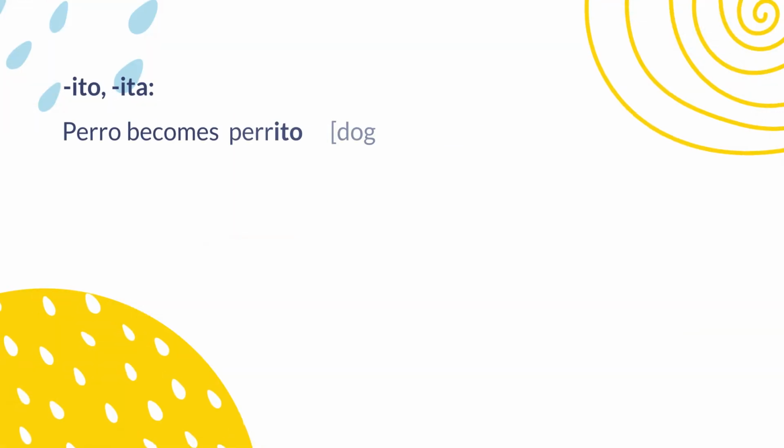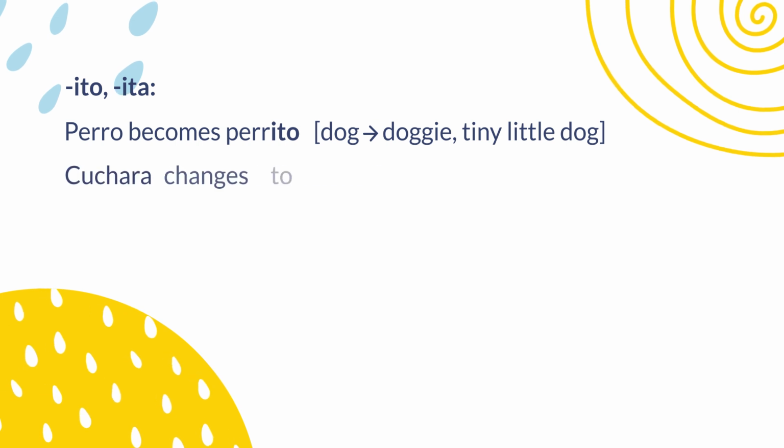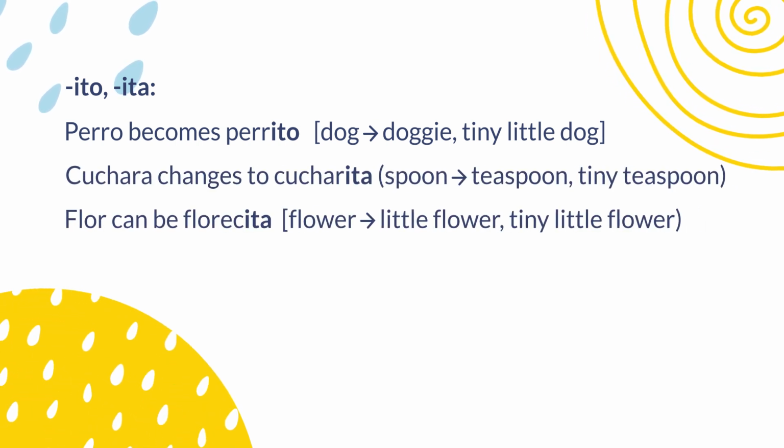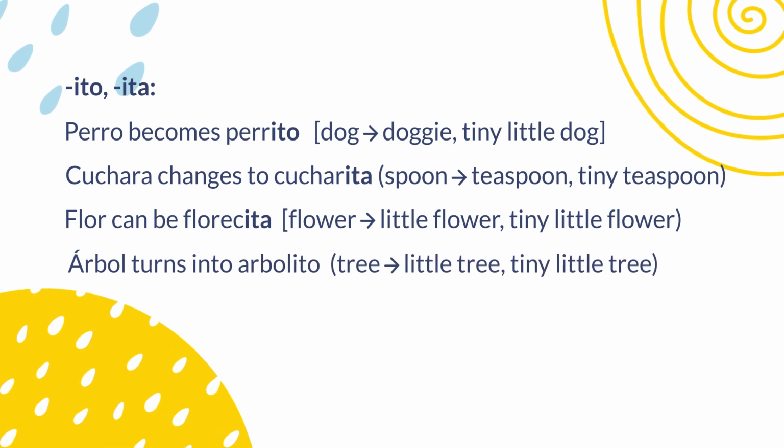We can even double or triple the diminutive suffix to make it extra cute. Perro becomes perrito. Cuchara changes to cucharita. Flor can be florecita. And árbol turns into arbolito.